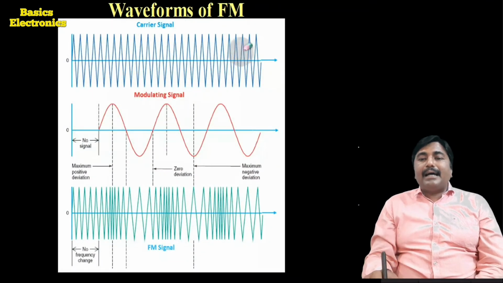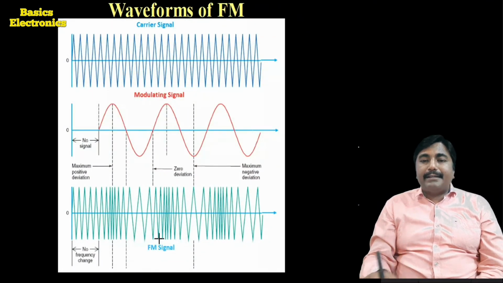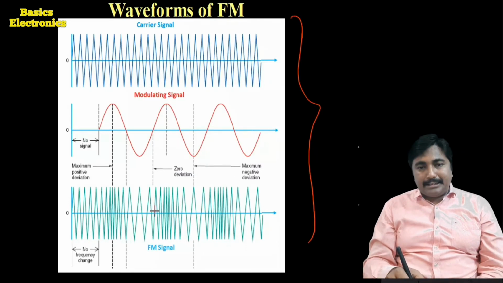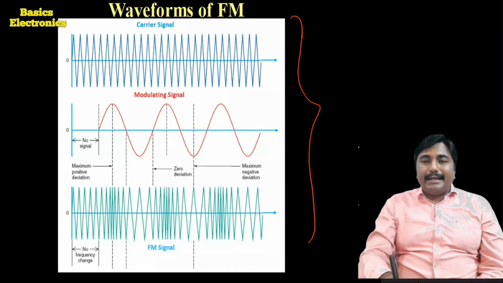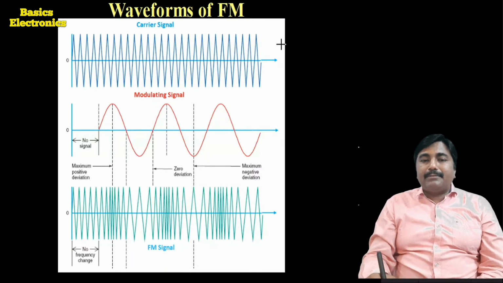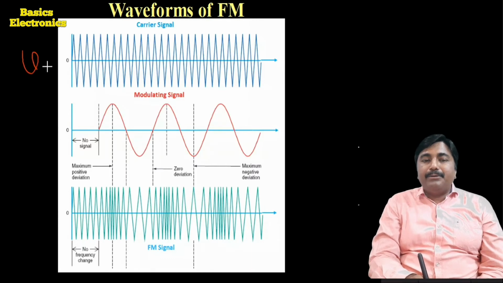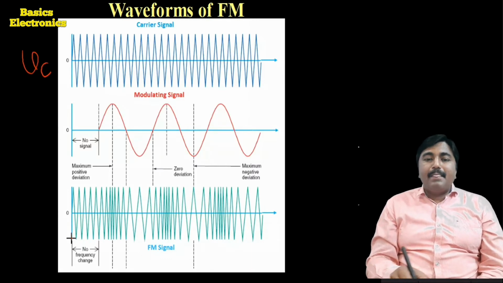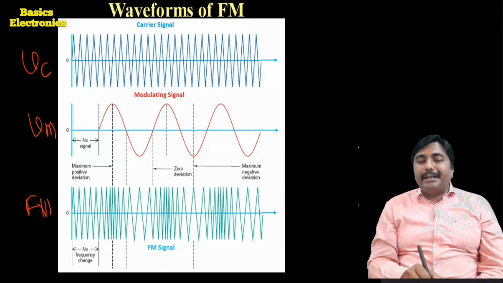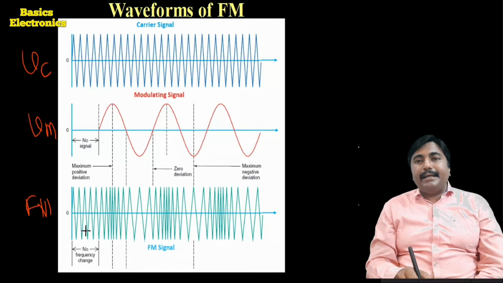Now we will see the waveforms of frequency modulation. These are the three waveforms of frequency modulation. For better understanding, not like in amplitude modulation, we consider the first one as the carrier signal, which we denote by Vc. The second one is the modulating signal, which we denote by Vm. And the third one is the composite frequency modulated wave, which we denote by Fm.